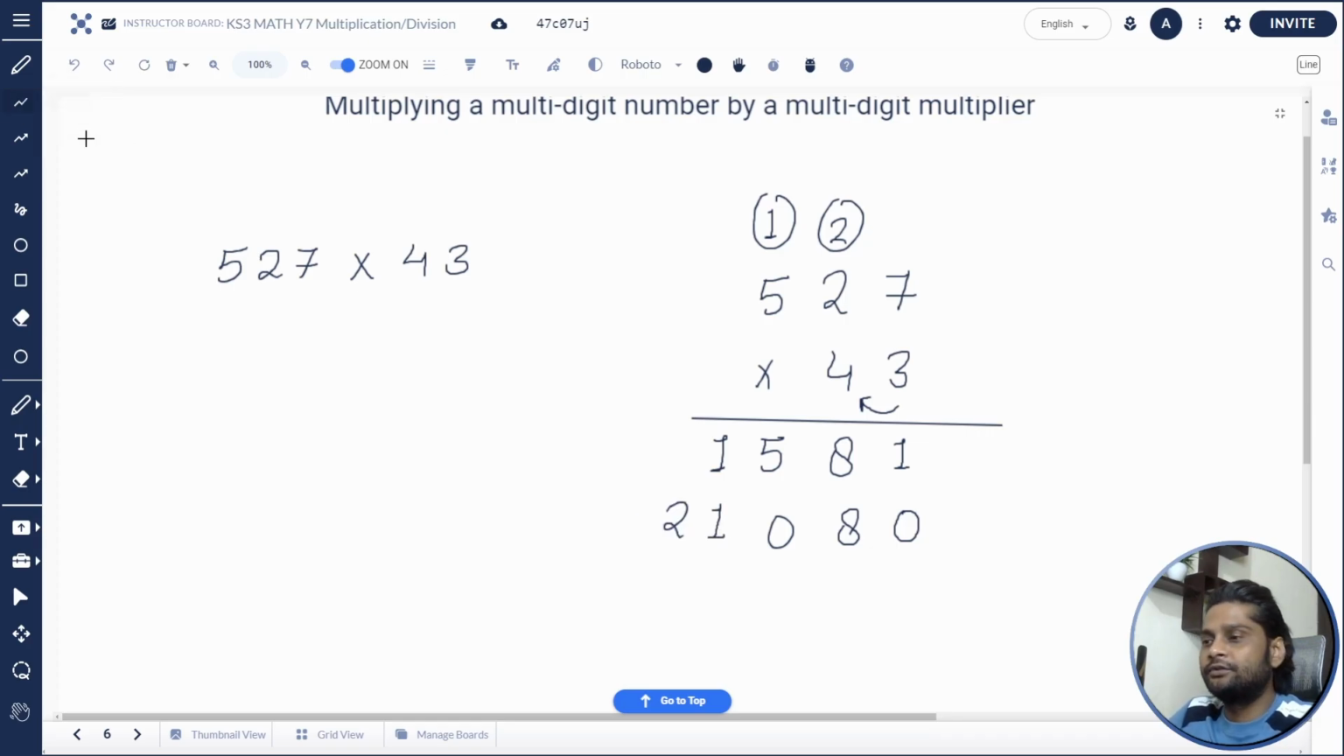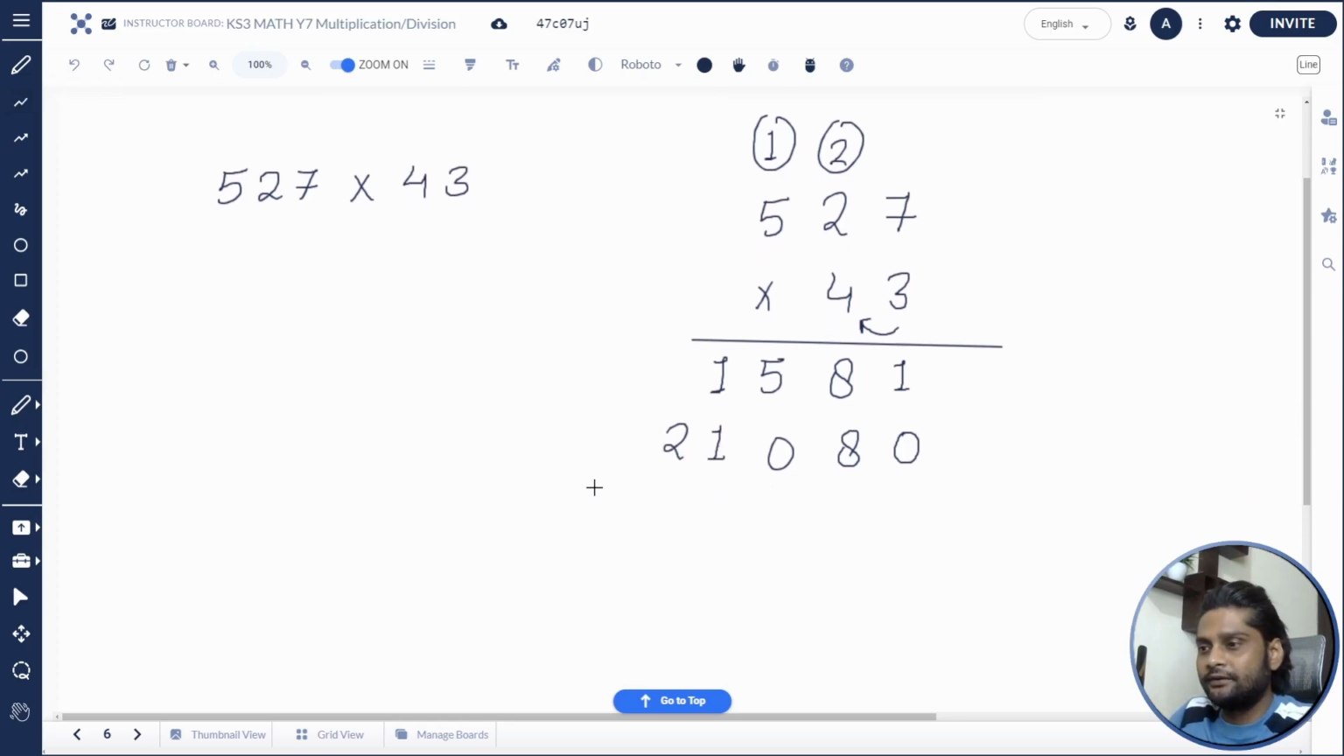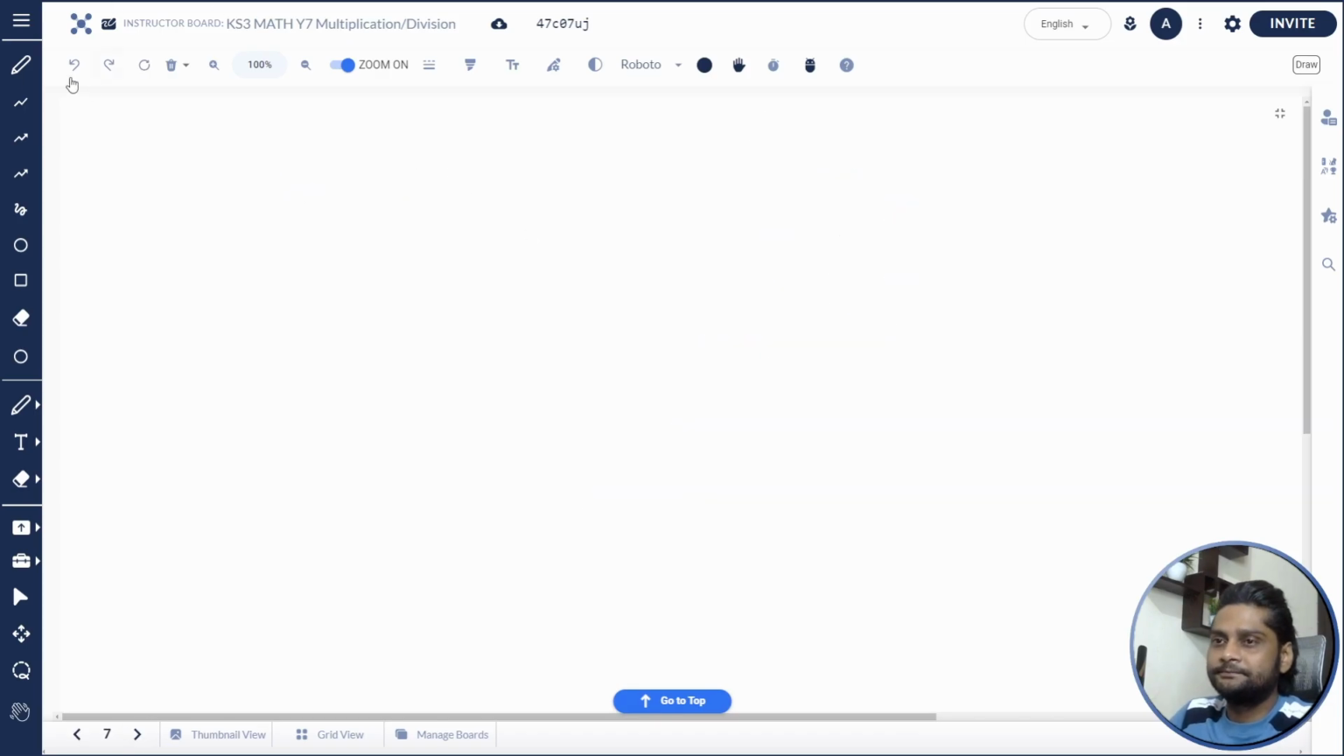And the last thing we need to do is perform addition. We need to perform addition here, whatever two products we have got here. So 1 plus 0 is 1, 8 plus 8 is 16. Again, 1 is carried to the next number. 5 plus 1 is 6. 1 plus 1 is 2, and this is 2. This is your answer. Let's continue to the next example.